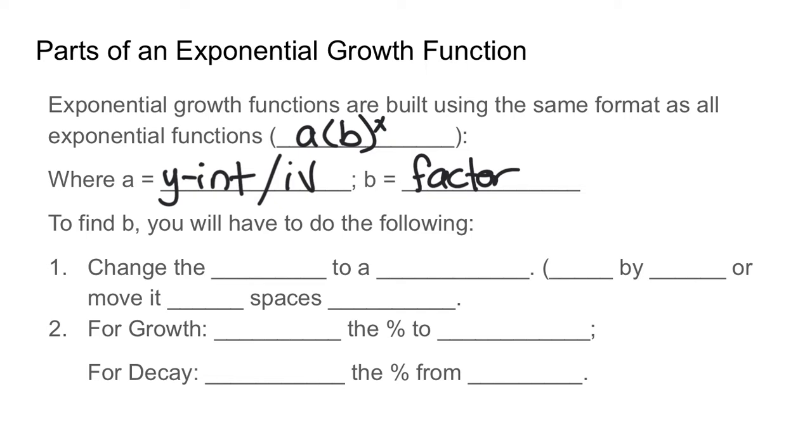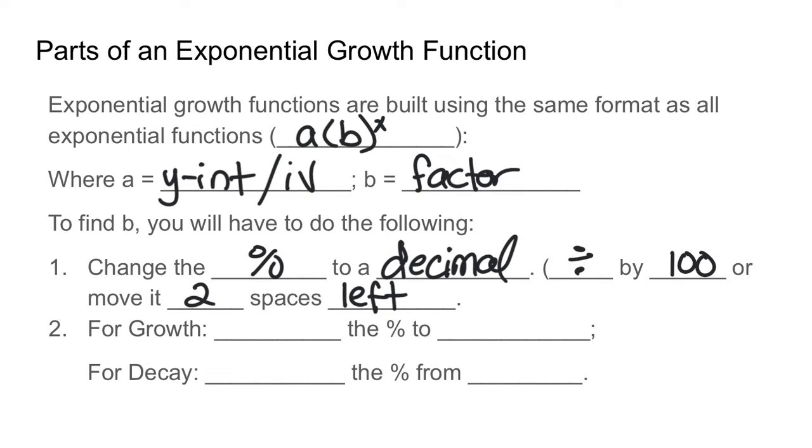So if you have a problem like that, the first thing you want to do is change that percent to a decimal, because we can't use percents in our problems. A percent can't go into an equation. You've got to turn it to a decimal first. So there are 2 ways you can do that. You can either divide it by 100, or you can just move the decimal 2 spaces to the left.